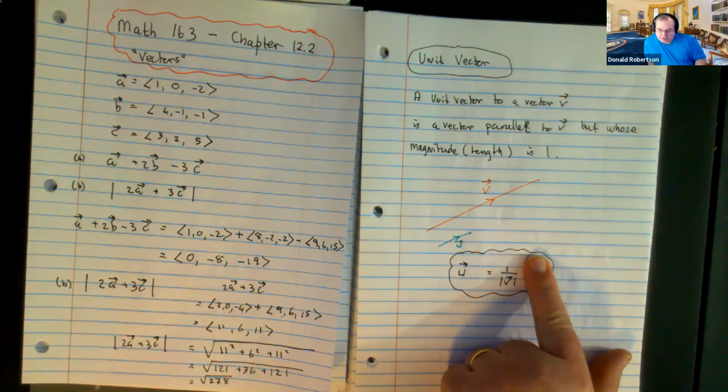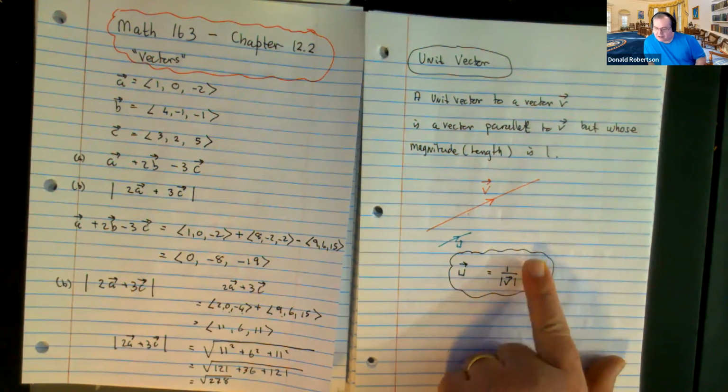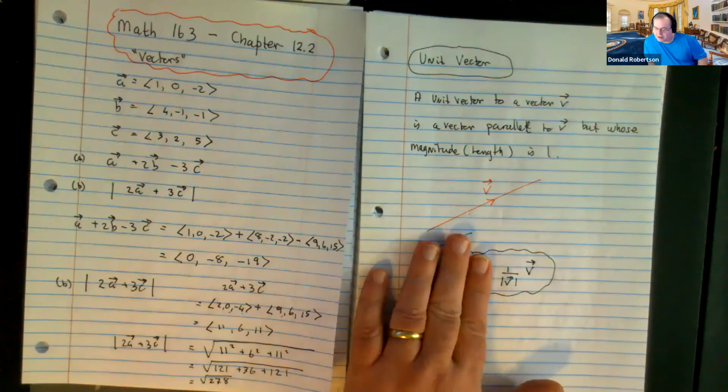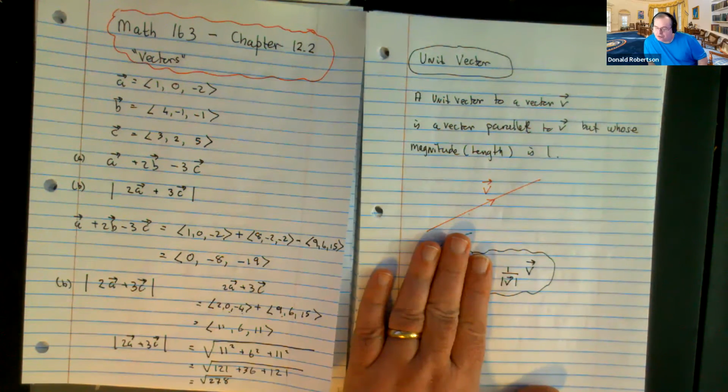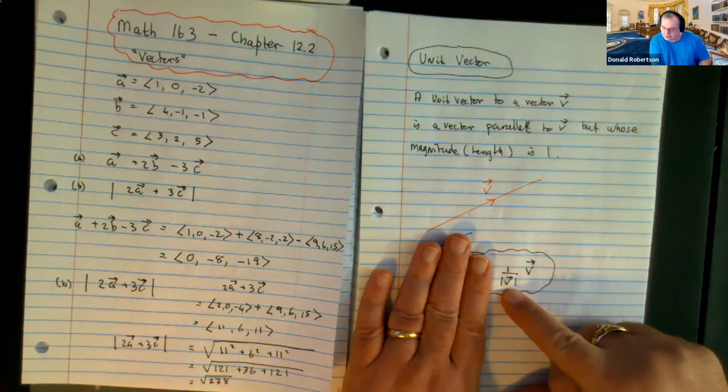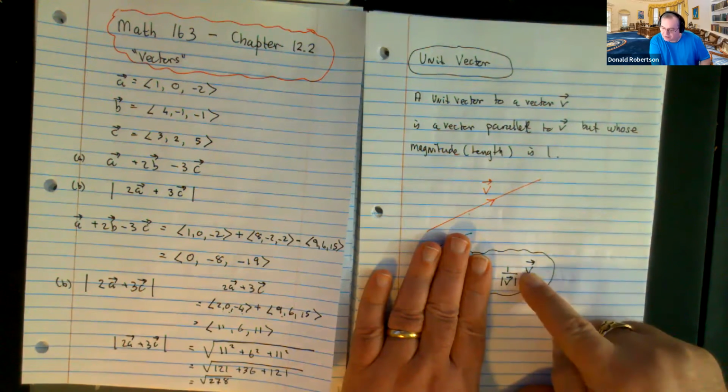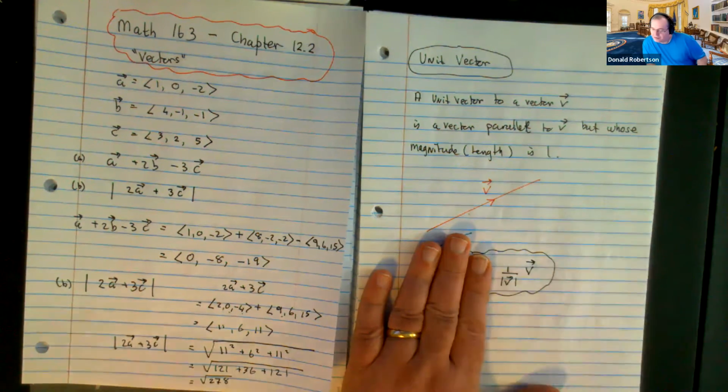Isn't 1 over the magnitude of v just a fraction? It's like a half or a third or 7/9, right? If you take a vector and you multiply it by a positive number, don't you just end up with another vector parallel to the first one, but of a different length? That makes sense? Right. 2v would be a vector twice as long. A half v would be a vector half as long as v. Well, won't v divided by its length give you a vector whose length is 1 unit? Does that make sense? Can you imagine that happening?